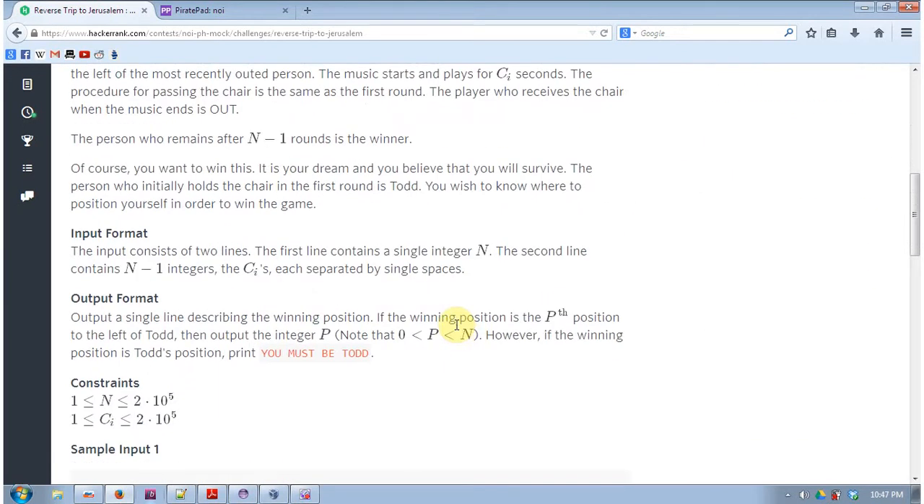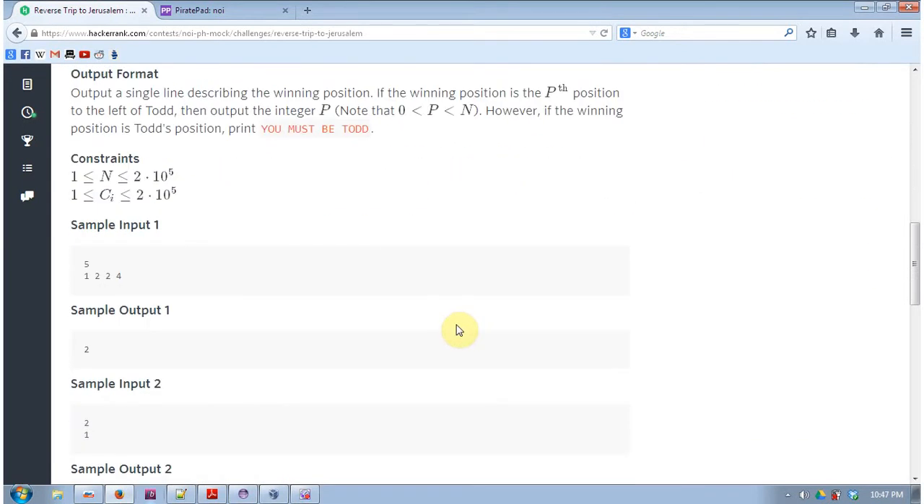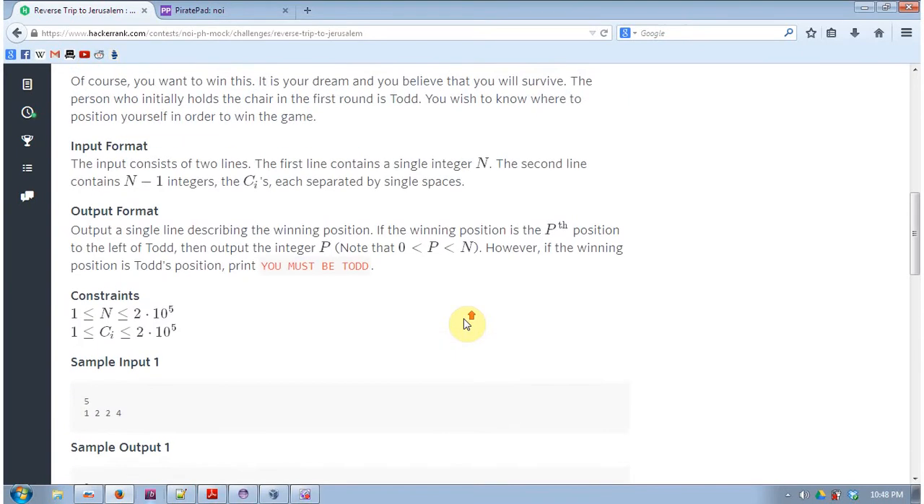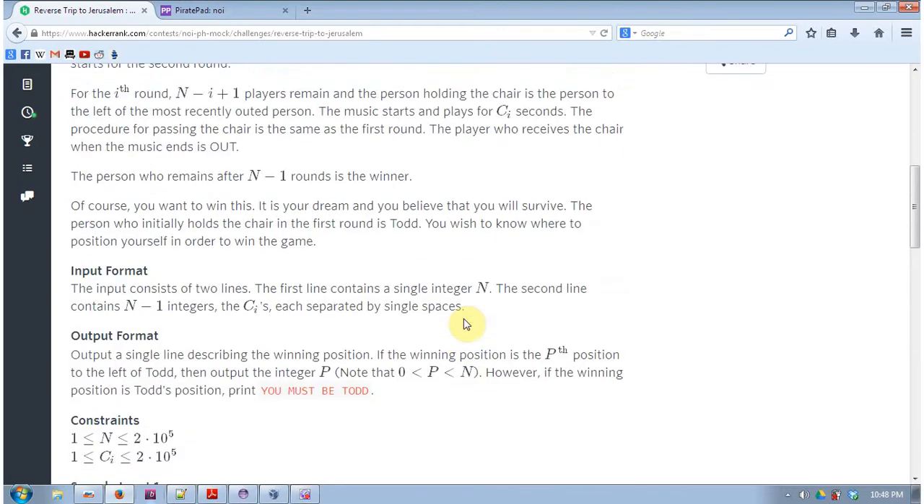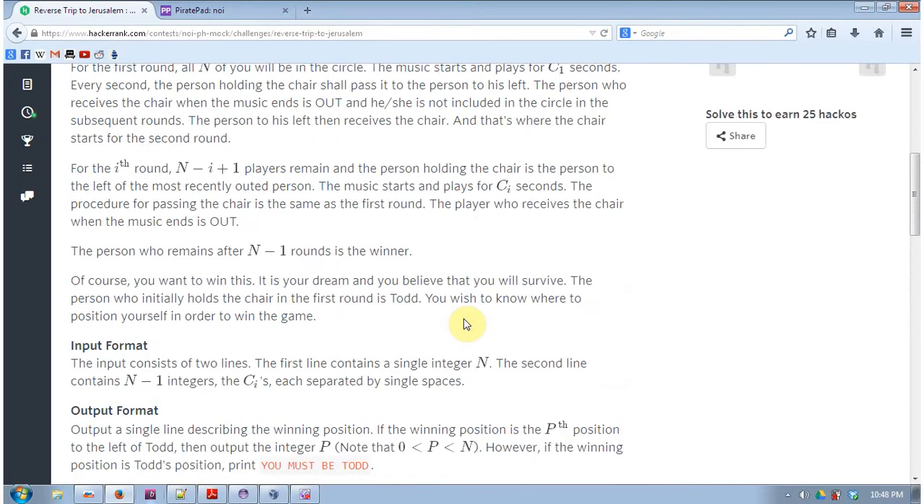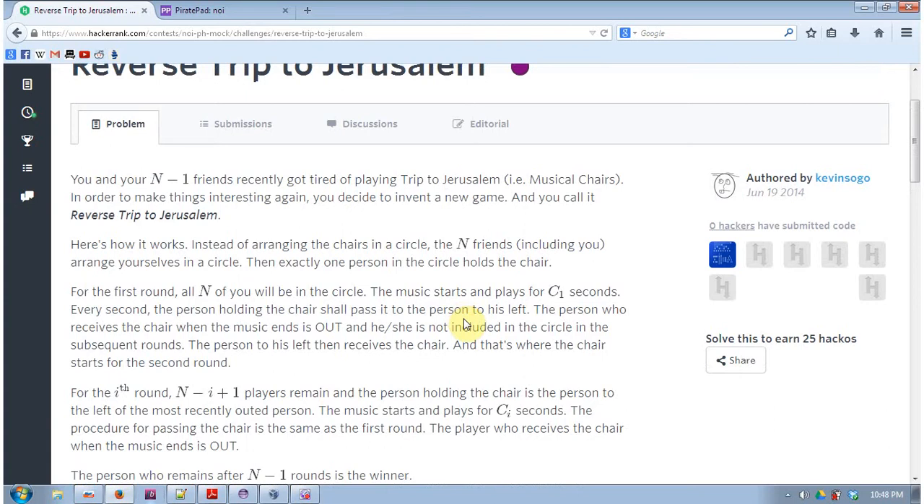So for the trip to Jerusalem, we have two sets of input, n and c of i. N is from 1 to 200,000, and then c is from 1 to what? N minus 1. We have n minus 1 eliminations. Okay, so we'll be having a reverse trip to Jerusalem.